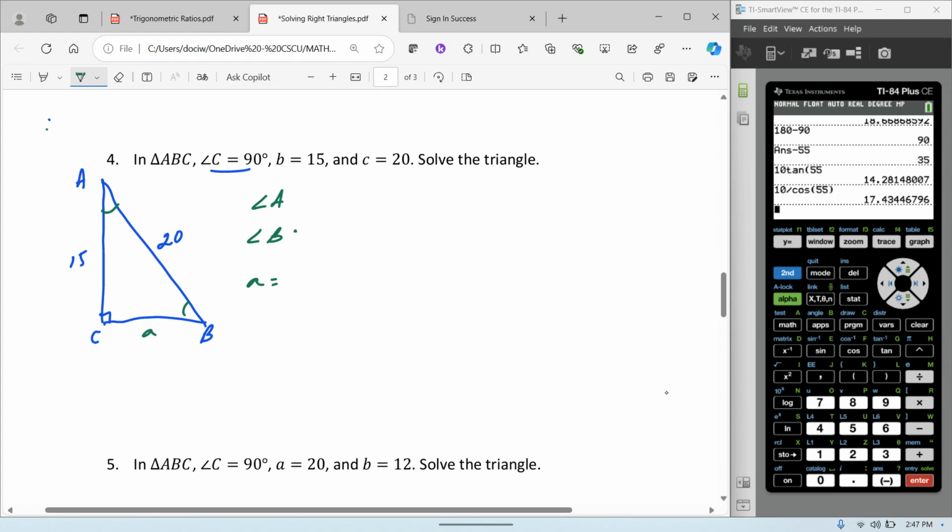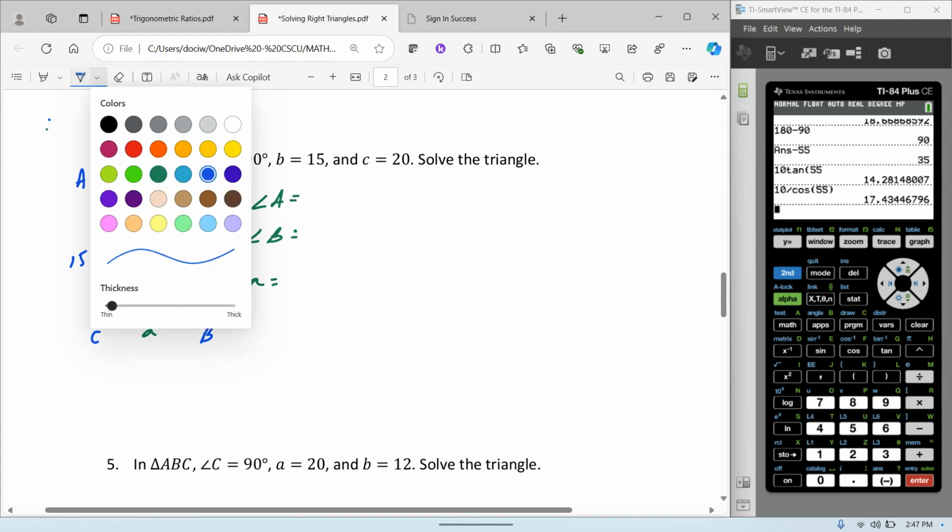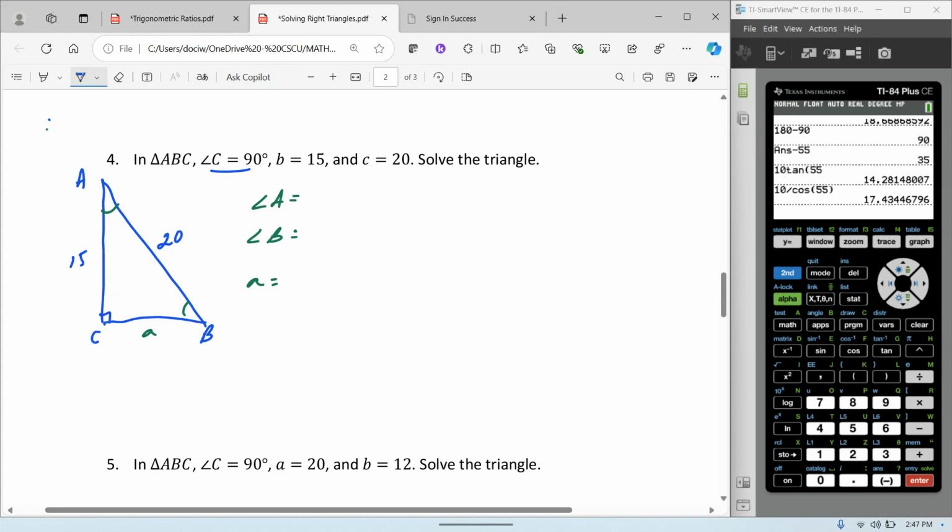So there's a little bit more involved here when I have to solve for one of the angles. It's nice when one of the things I have to solve for is an angle because I just do the 180 minus 90 minus whatever the other angle is. In this case, there's a couple of ways I could start.